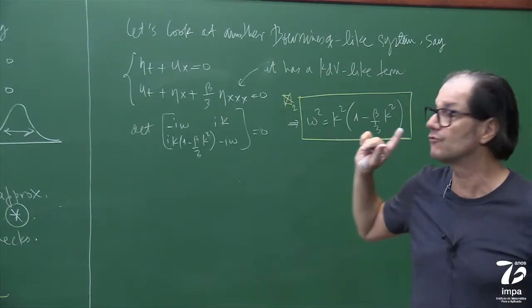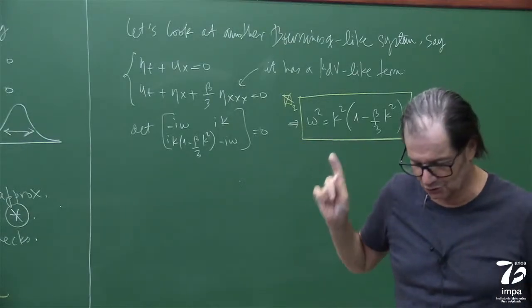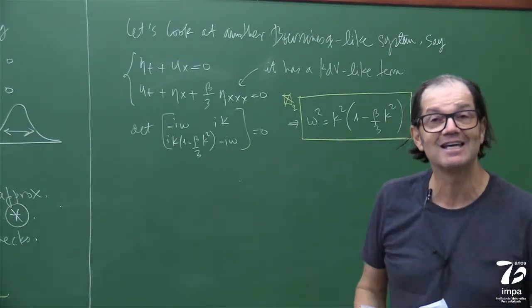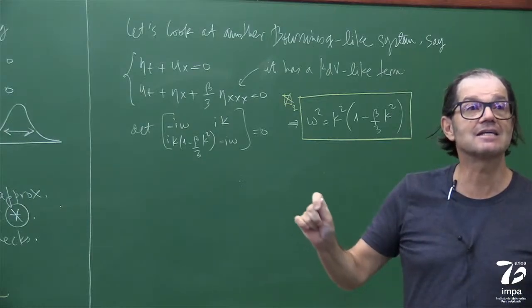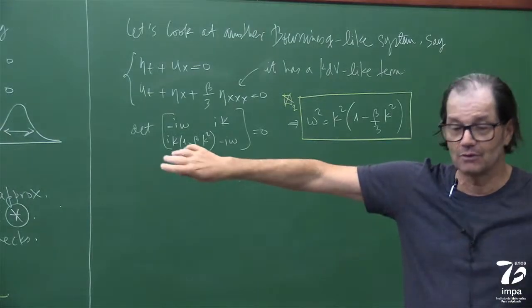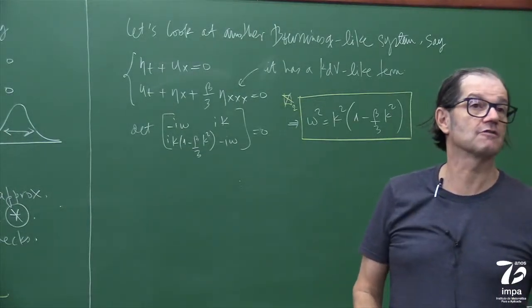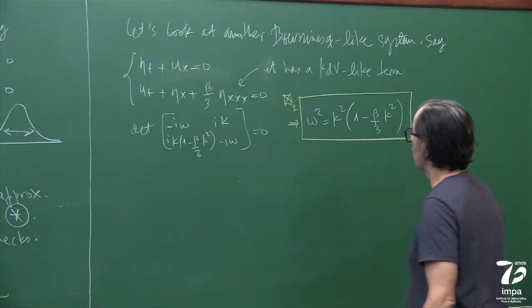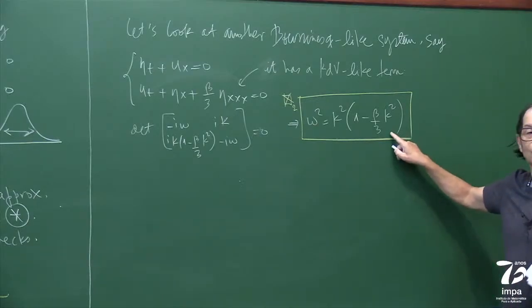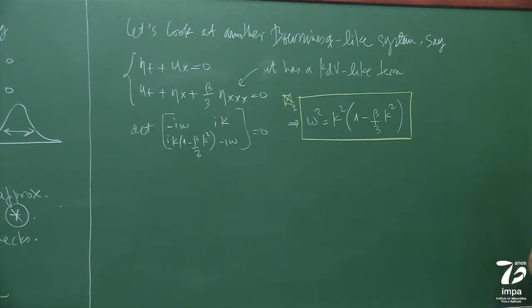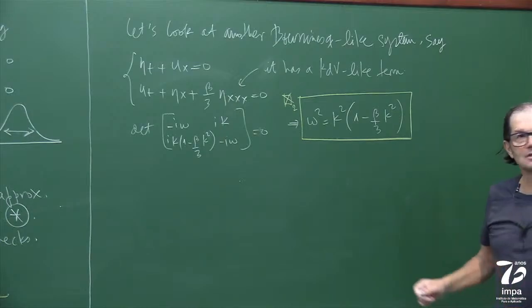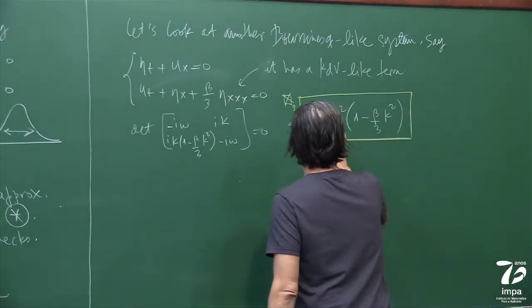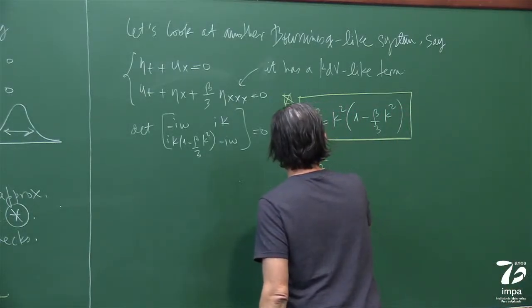Let's look at the two dispersion relations in the high K regime because of the Fourier transform. So when K is large, look what happens here. We have a problem. Let me show you where the problem comes from.